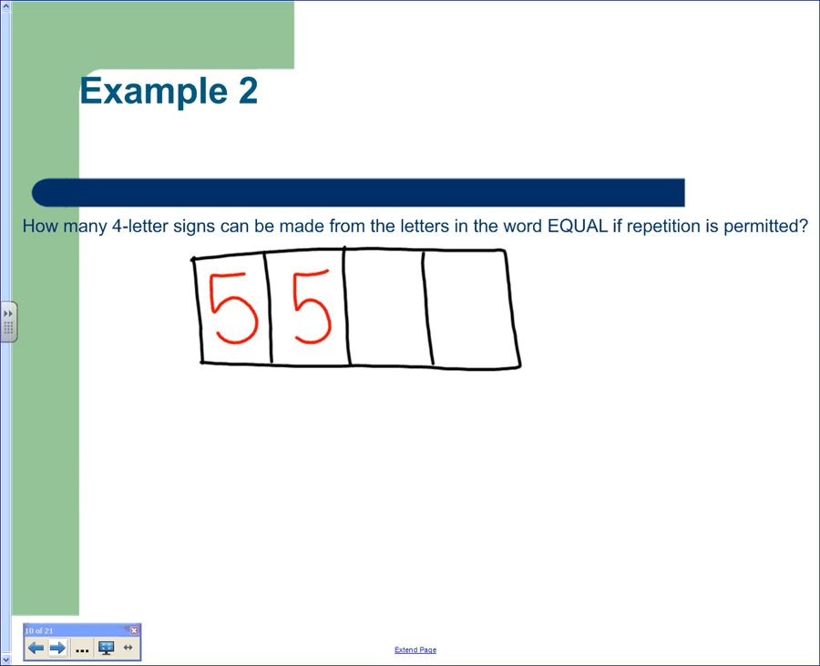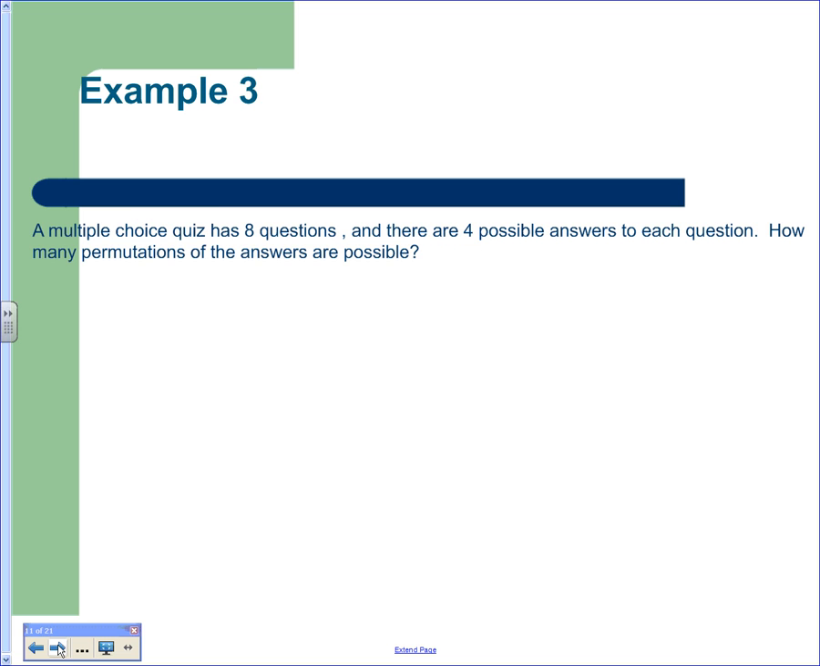So what is it? Because it says 4-letter signs. It only wants 4 at a time. Does that make sense? Go with me still? Okay. Alright. Don't say this one out loud. Try and do it by yourself.